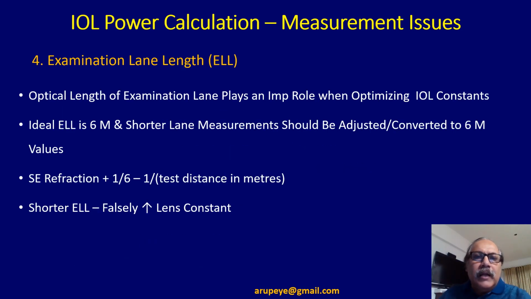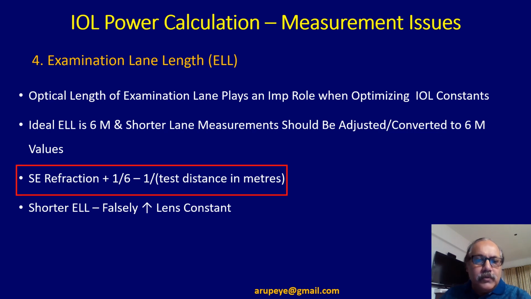Examination length becomes important if you are performing refraction in a small room which is less than 4 meters in length. So use this particular formula to correct your spherical equivalent: spherical equivalent refraction plus 1/6 minus 1 divided by test distance in meters.